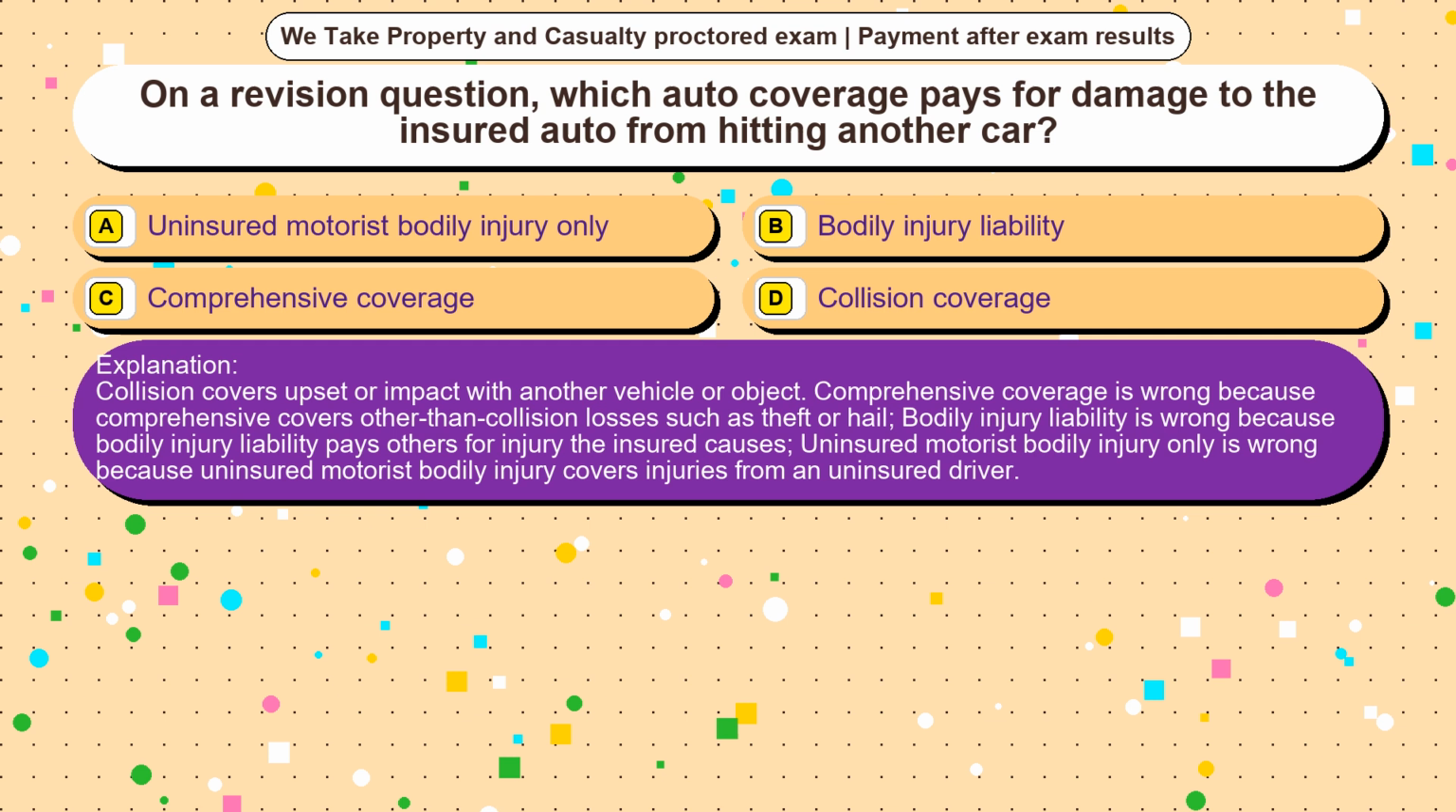Comprehensive coverage is wrong because comprehensive covers other than collision losses such as theft or hail. Bodily injury liability is wrong because bodily injury liability pays others for injury the insured causes. Uninsured motorist bodily injury only is wrong because uninsured motorist bodily injury covers injuries from an uninsured driver.